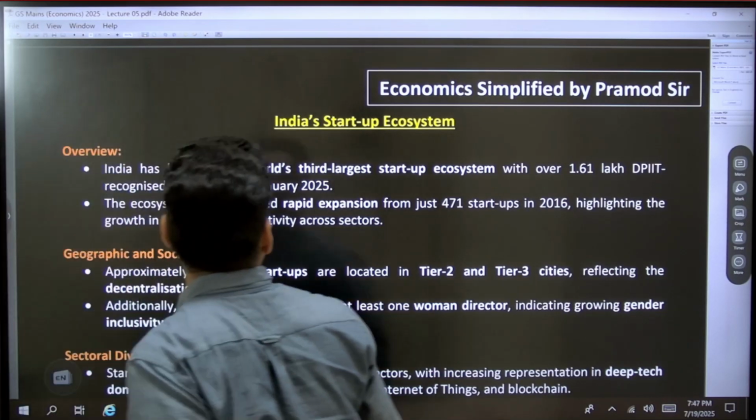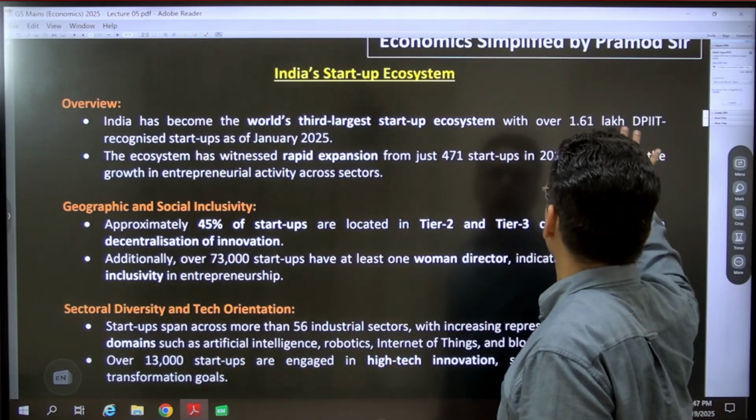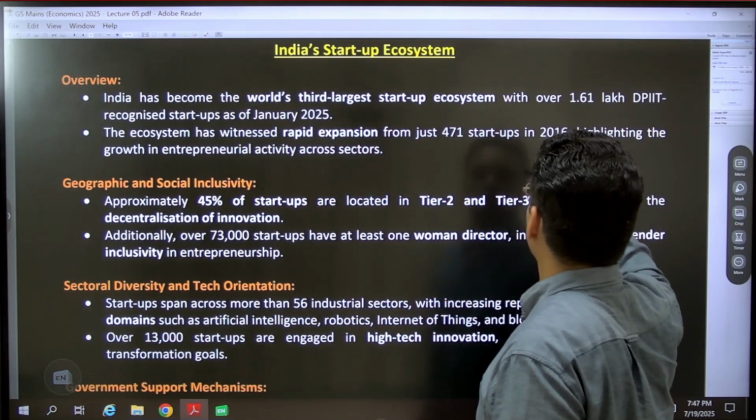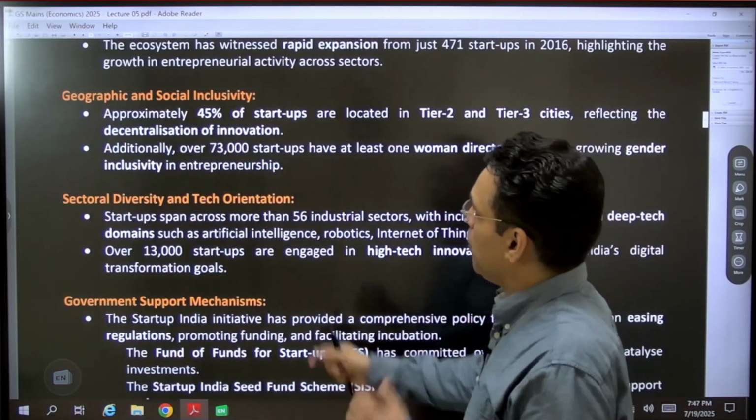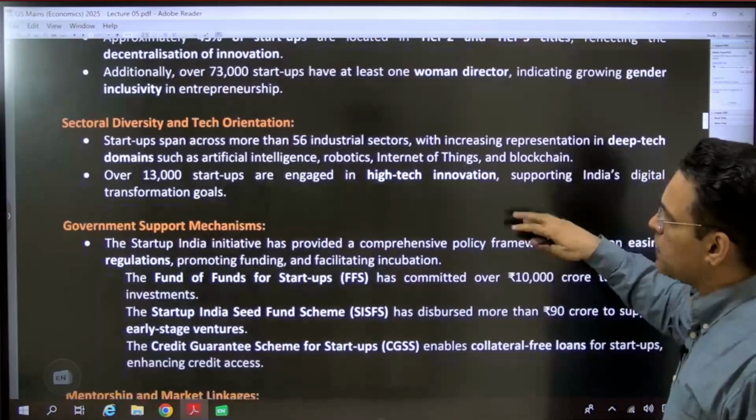Now, the next is India's startup ecosystem. So India का third largest startup ecosystem है, over 1.161 lakh. The ecosystem has witnessed rapid expansion from 471 startups to this one. Geographic and social inclusivity. Approximately 45% of startups are located in tier 2 and tier 3 cities. अभी startups के बारे में कुछ data important है.